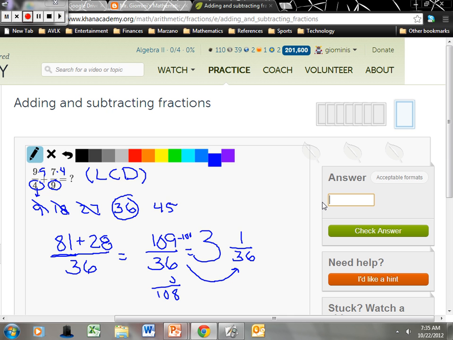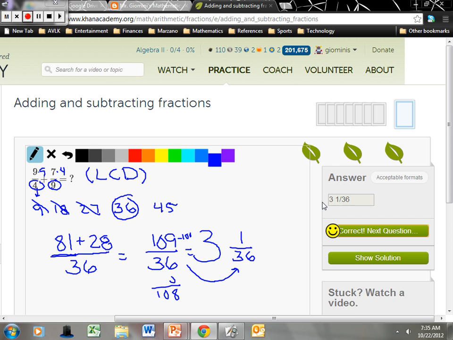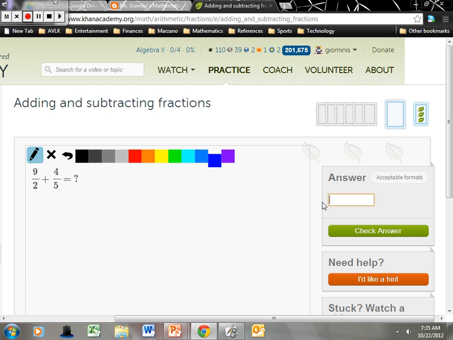The way to enter this is 3, space, 1/36. Oh, well, first of all, let's make sure that mixed number's right. That's 3. Let's see if I'm right. Hey, all right, good. Okay, another one.